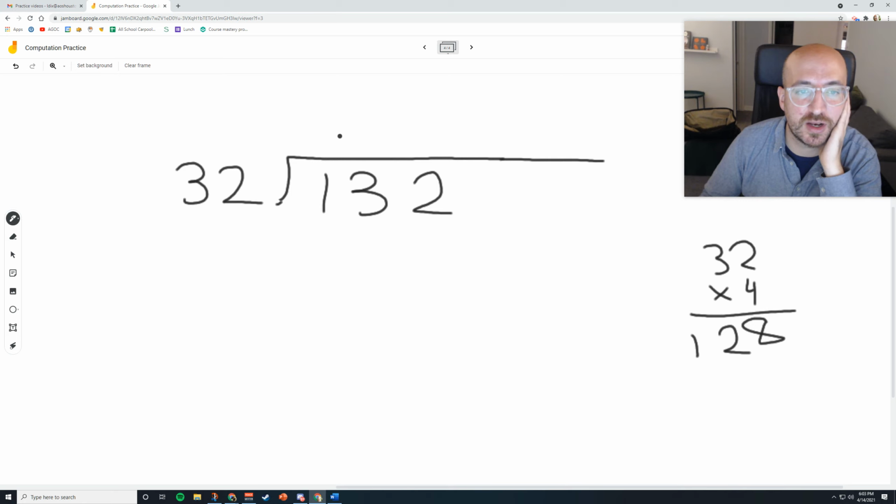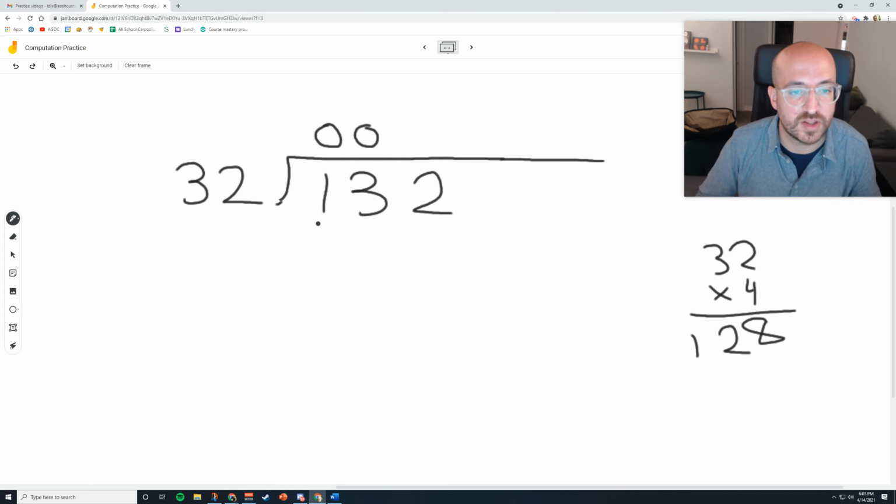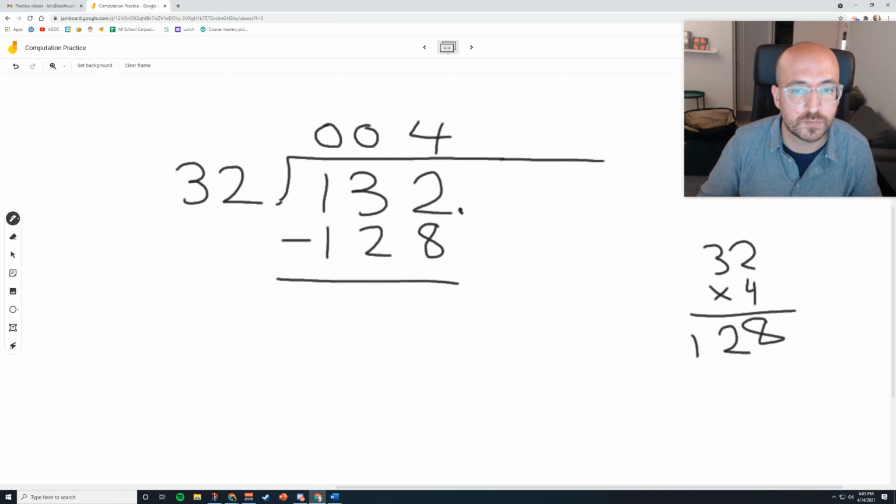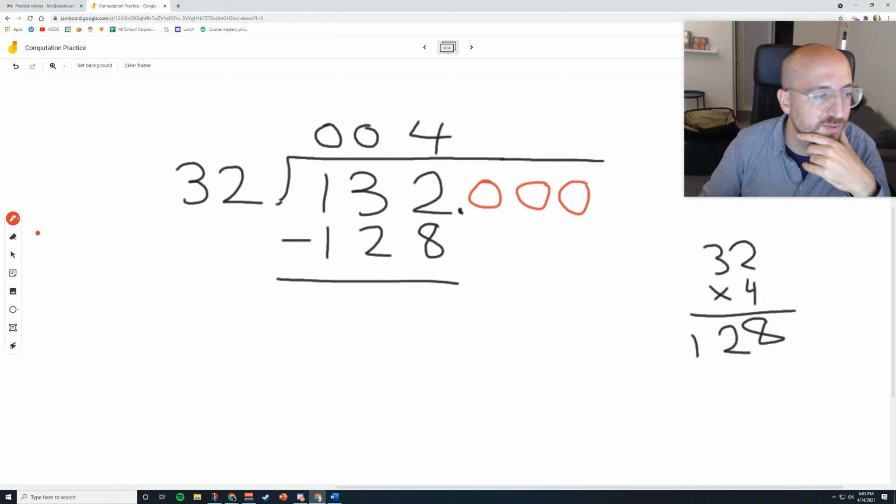How many 32s are in 1, 0, 0? There's no 32s in 13. So then I'm going to go to how many 32s are in 132? I know it is 4. And I get 128. Subtract. You know what we can do? Put a 0. Let's just get crazy. We'll see what goes down. All right.